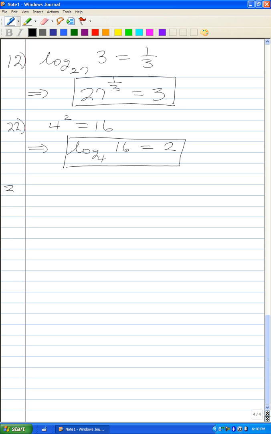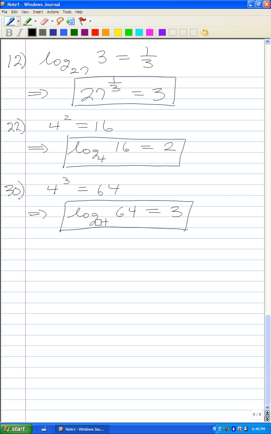Problem 30. 4 cubed is 64. And so this is the same as saying that the base is 4, the result is 64, and the exponent is 3. And so log base 4 of 64 equaling 3 says that the exponent of 4 that yields 64 is the exponent 3. 4 cubed is 64.